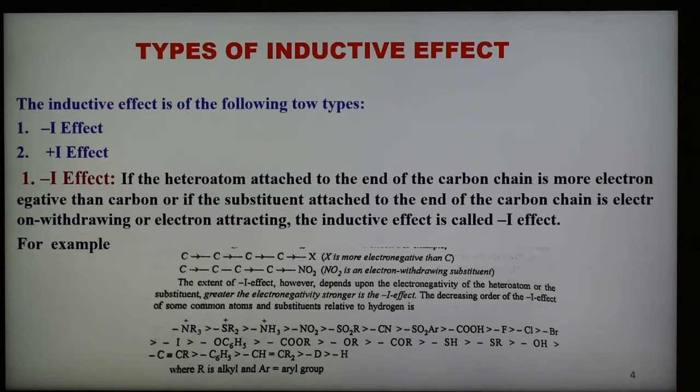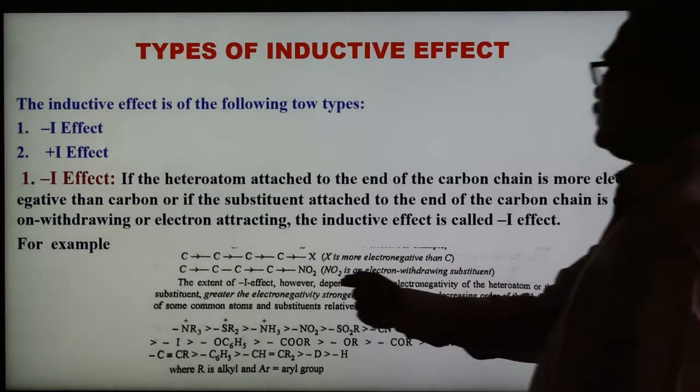We can say that if the heteroatom attached to the end of the carbon chain is more electronegative than carbon, or if the substituent attached to the end of the carbon chain is electron withdrawing or electron attracting, in that case the inductive effect is known as minus I effect. So it is due to the more electronegative element or due to the electron withdrawing groups or atoms present in the chain.